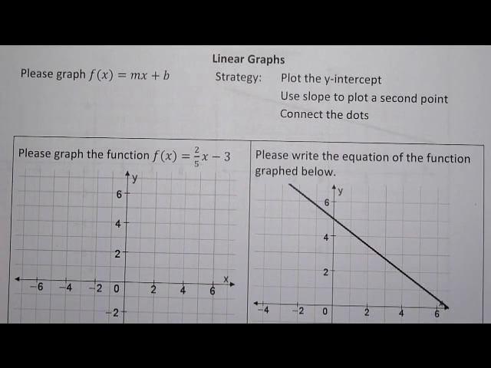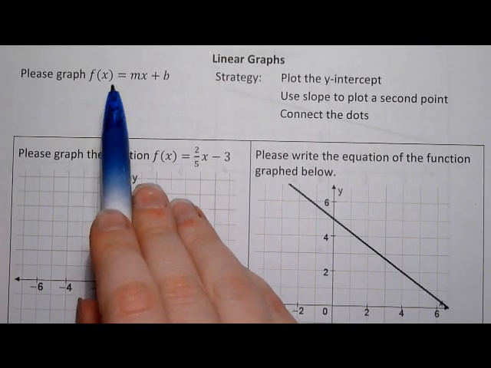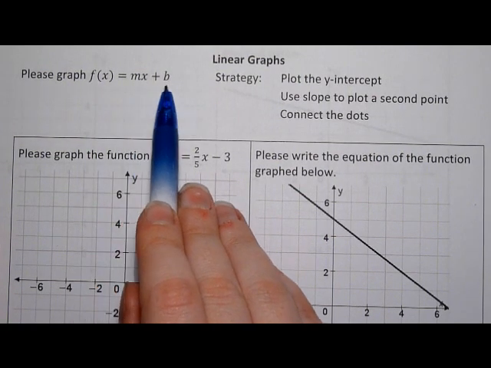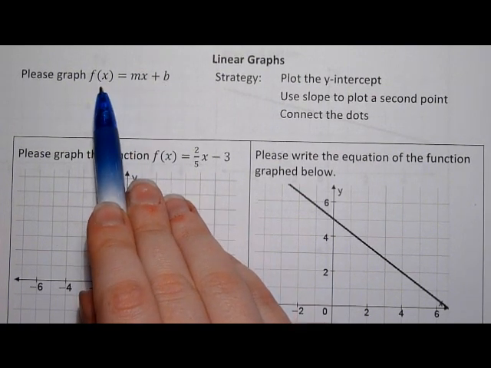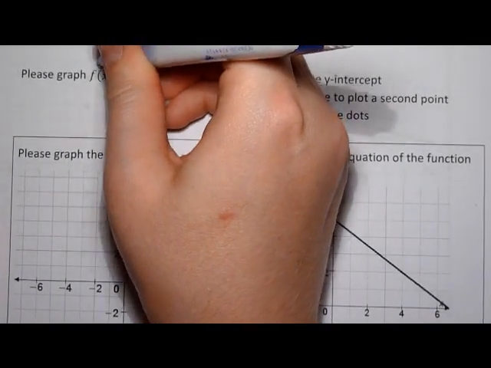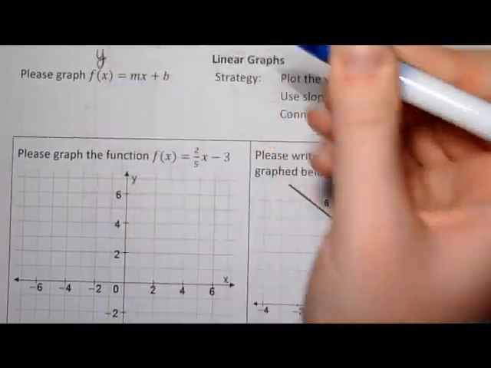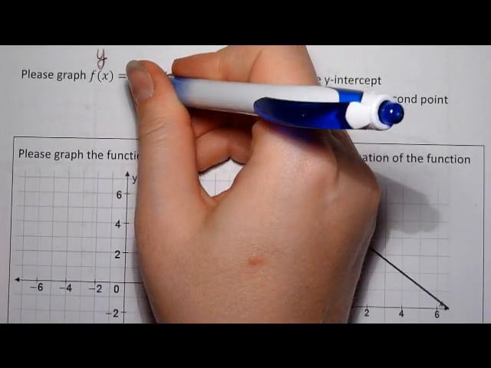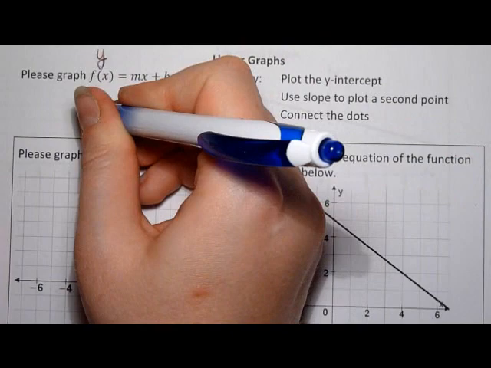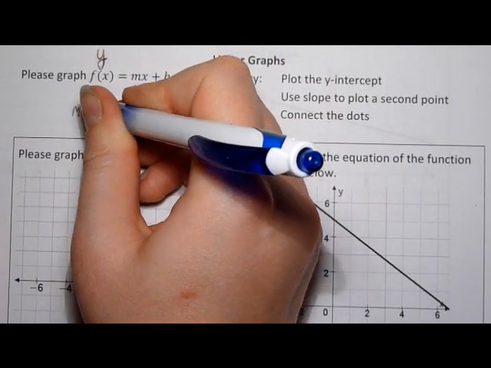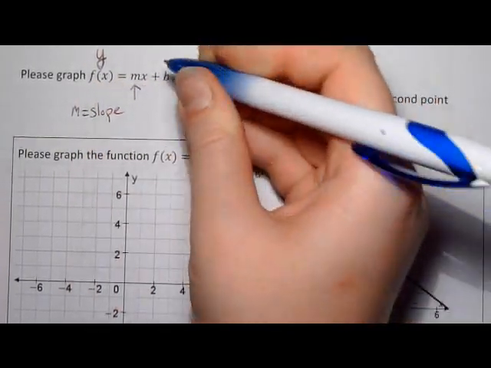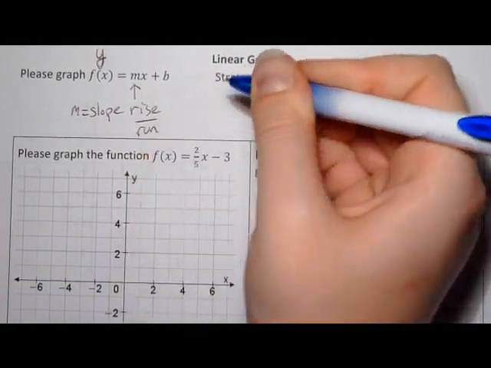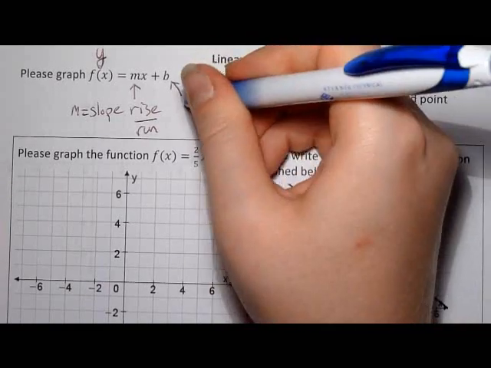The standard form of a linear equation is called slope-intercept form, shown here, where y equals mx plus b. Here we are in function notation, so y has been replaced with f of x, our output. Now, in slope-intercept form, the slope is m, which is rise over run, and the y-intercept is b.